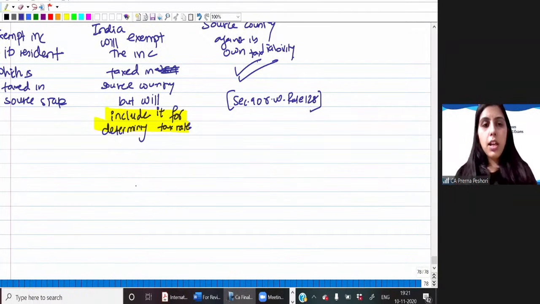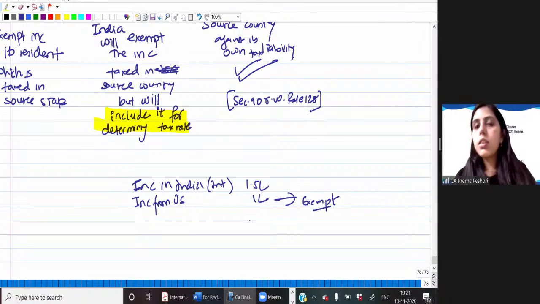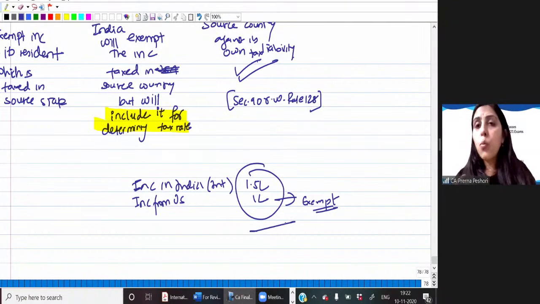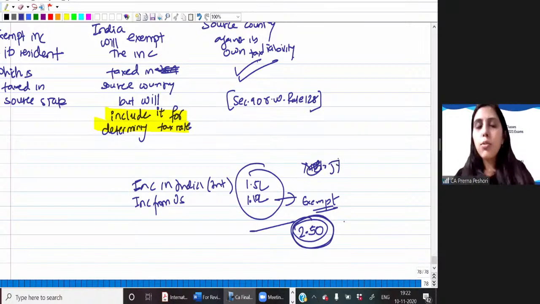So say, Kunal, I have income in India, say interest income, 1 lakh 50. I have, say, income from US, 1 lakh. Now this 1 lakh would be exempt. But for determining the slab rate, under which slab I am falling, I will take it as 1.10 lakh to tell you in a better way. So for determining the slab rate, I will just include it. Because then I'm crossing that 2 lakh 50 limit and then I will have to pay the tax at the rate of 5%. Are you understanding?